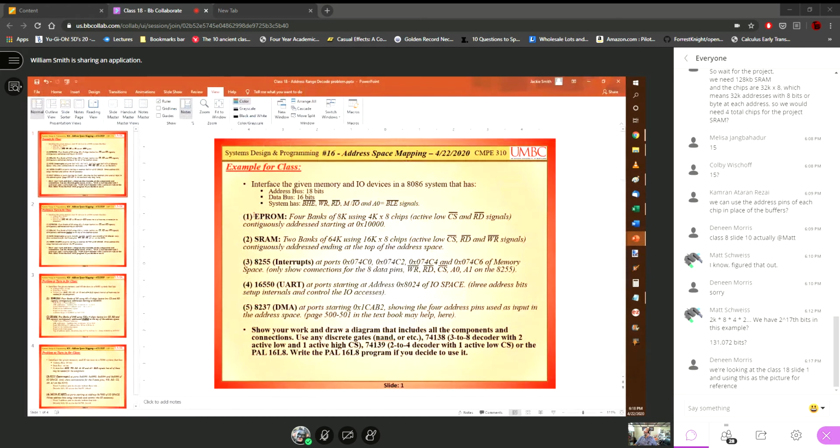So at this moment, I'm doing this one here. Doing 2 SRAMs. So let's do this. 4 banks of 8K using 4K by 8 chips. Okay, so that's what I'm actually doing here. So forget, I'm doing number 2 at the moment.